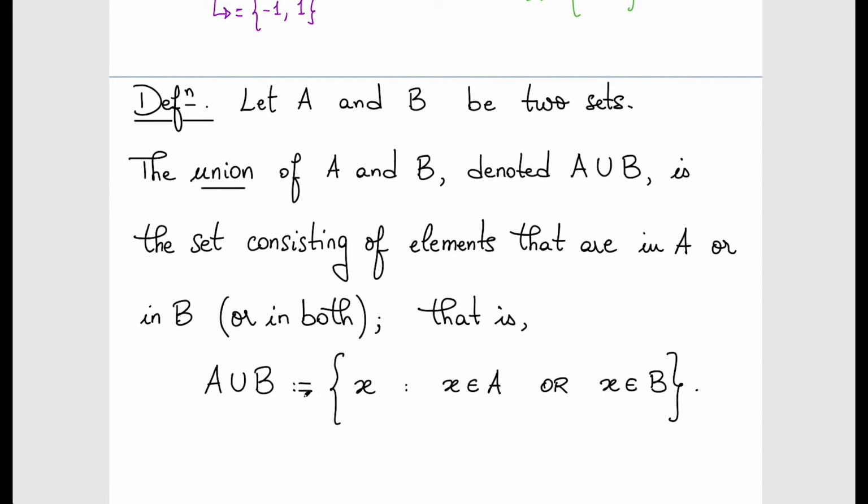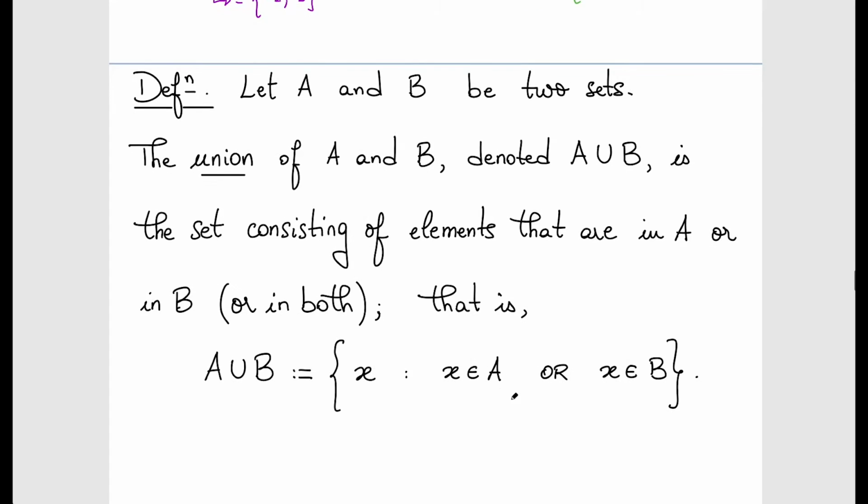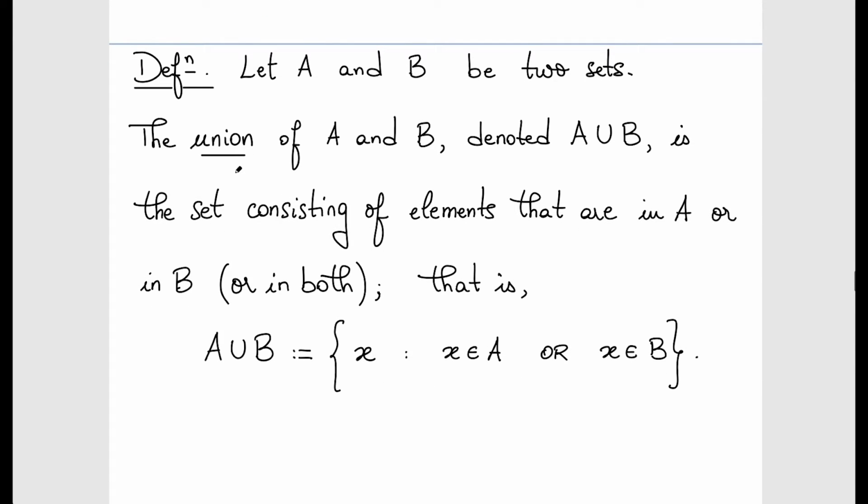Mathematically, this is how you write it. So the union between A and B is, by definition, the set consisting of objects, let's call it generic one X, objects that are either in A or in B. And remember the word or that I just said, it's the inclusive or, so which means or in both. If it's in any of the two, it's in the union.